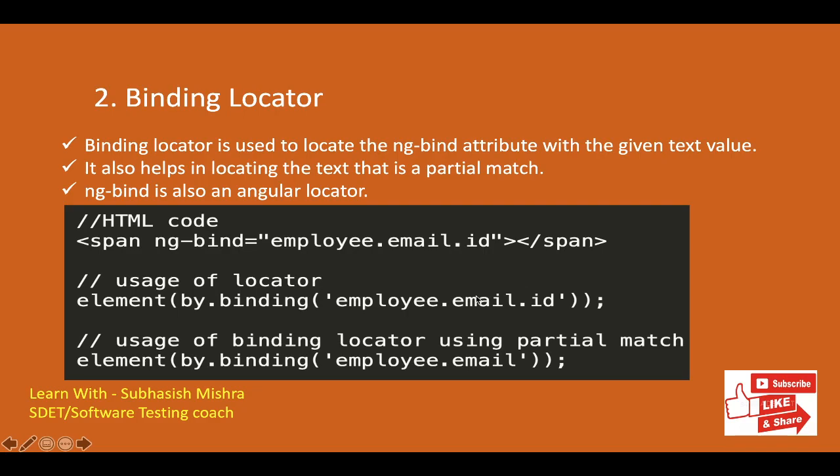Binding locator also helps in locating text that is a partial match. So what we are doing here is, the complete value is employee.email.id, as it supports the partial match also. So if you are passing something like employee.email, it also identifies the element. So for binding you can give the complete value or you can give some partial value also.